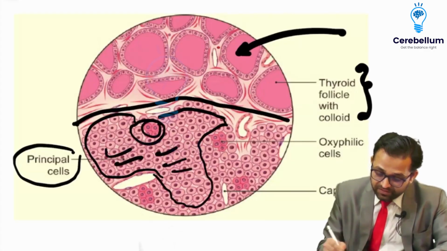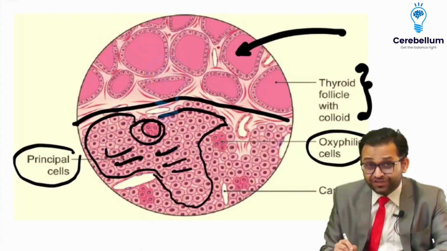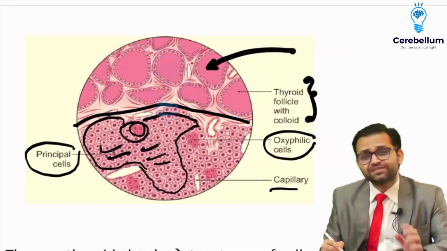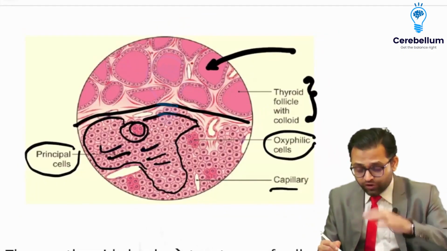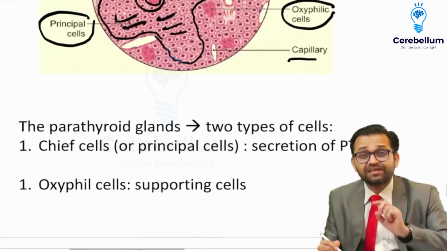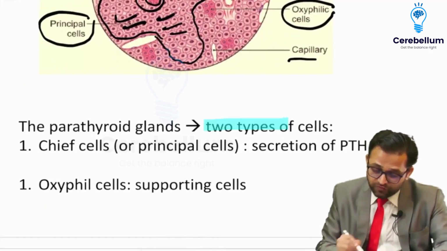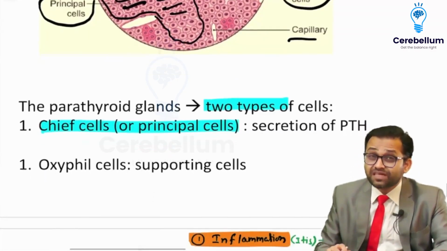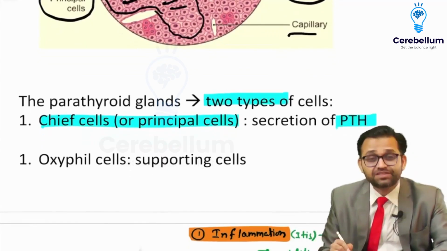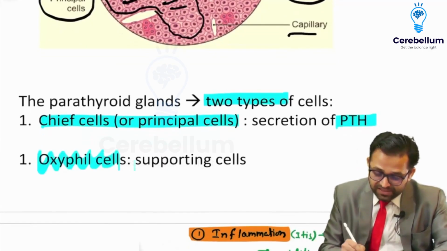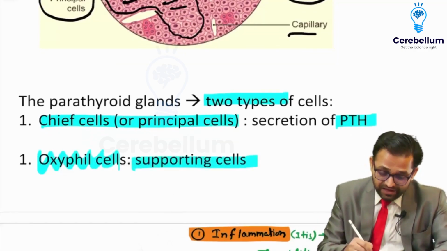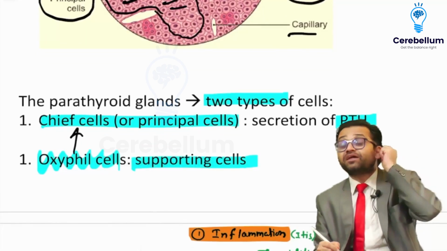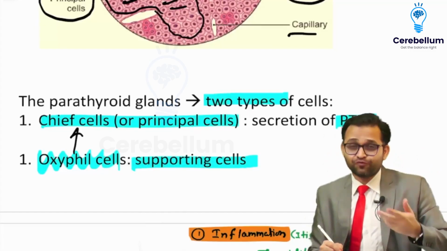But can you see the eosinophilic cells, the oxyphilic cells? These are also found, but they are fewer in number. In between them you will see connective tissue and capillaries. So what you have to remember: the parathyroid gland has two types of cells. The chief cell, also called the principal cell, is, MCQ, responsible for parathormone secretion, while the oxyphil cells are supporting cells. They support the chief cells, but they do not directly release parathormone. This histology will be helpful for your clinical subjects.